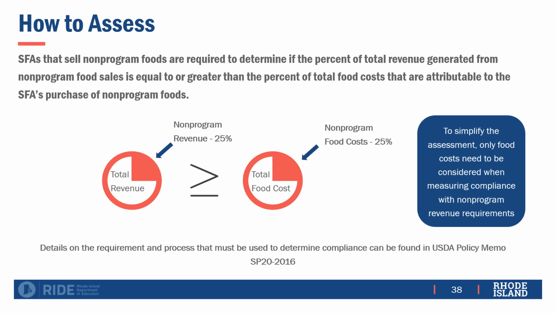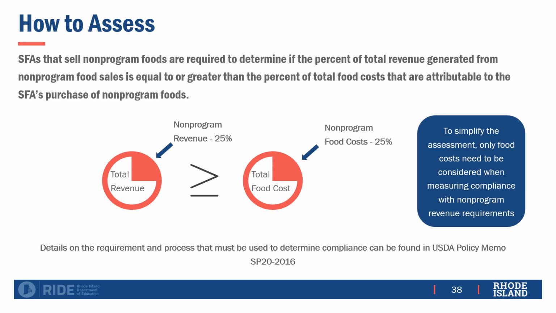To simplify the assessment, only food costs need to be considered when measuring compliance with non-program revenue requirements. However, the SFA must ensure an adequate reference period is used when conducting the assessment in line with USDA guidance. If the SFA serves only adult meals, extra milks, and/or catering and vended meals, the SFA does not need to complete the non-program food revenue tool.